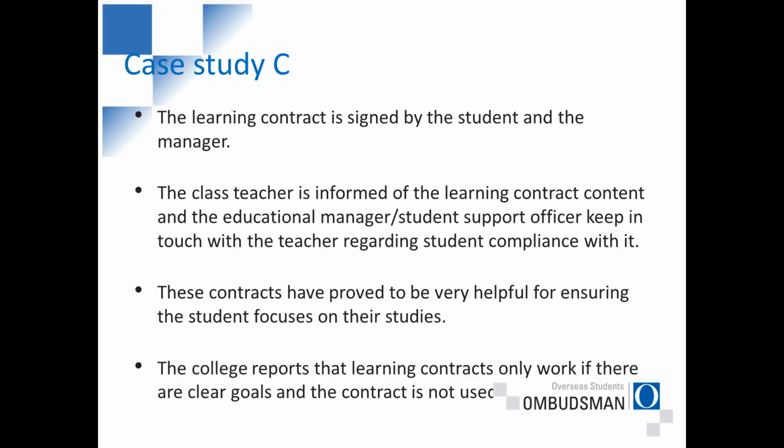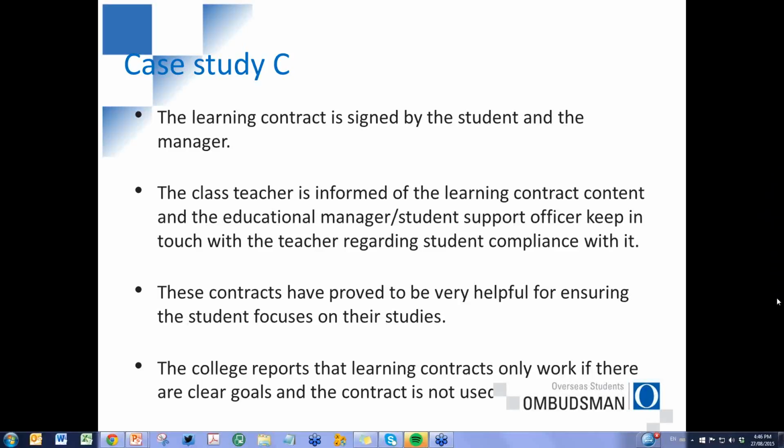So the learning contract is signed by the student and the manager. That signature is really good and quite important, because we could get a situation where the student says, well, I never went to that meeting. I never signed that contract. I never agreed to do those things. So having that learning contract signed by the student is important to evidence that they have agreed to that.